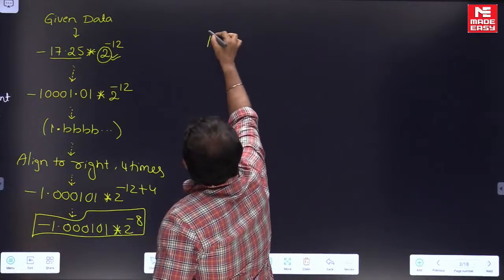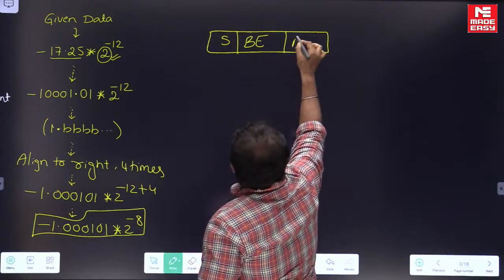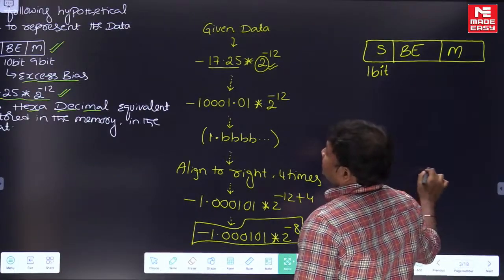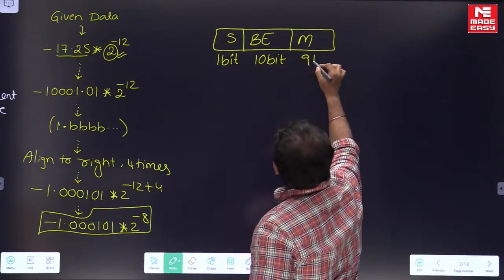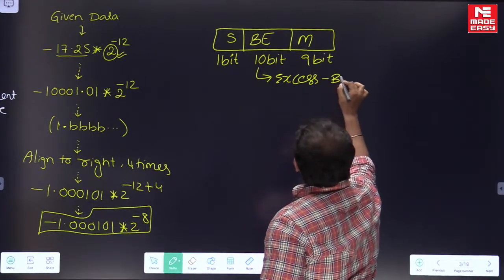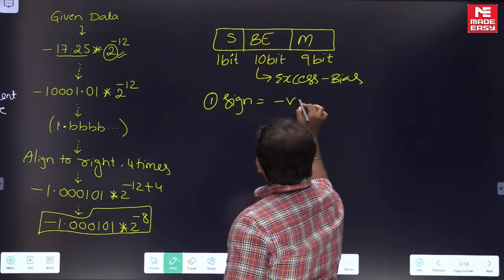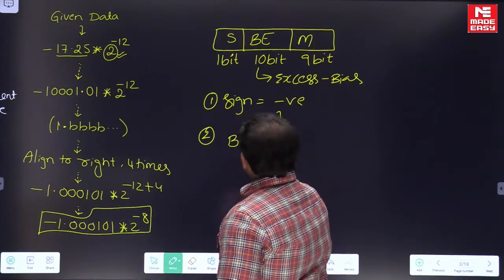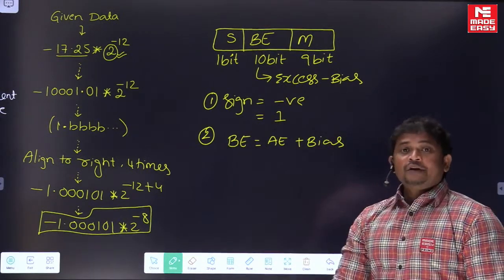The format given is Sign, BE and Mantissa: sign is 1 bit, BE is 10 bits, Mantissa is 9 bits. This is excess bias. First, the sign of the data is negative. Negative sign is represented with 1. Then second, BE equals AE plus bias.